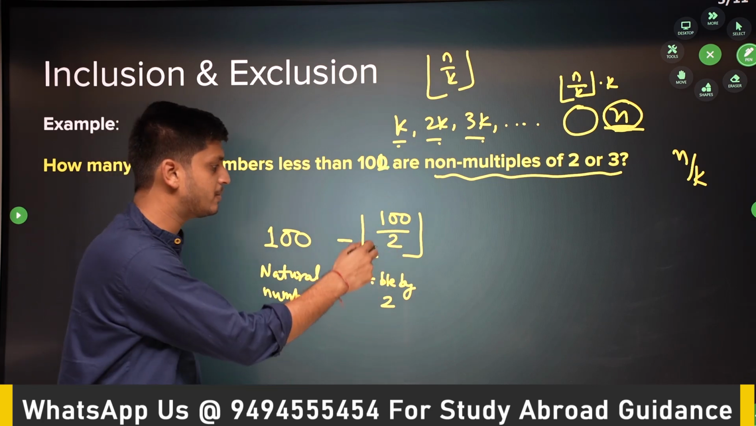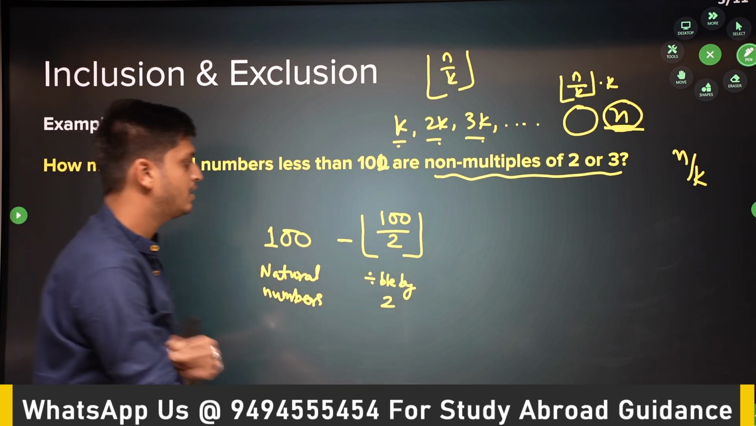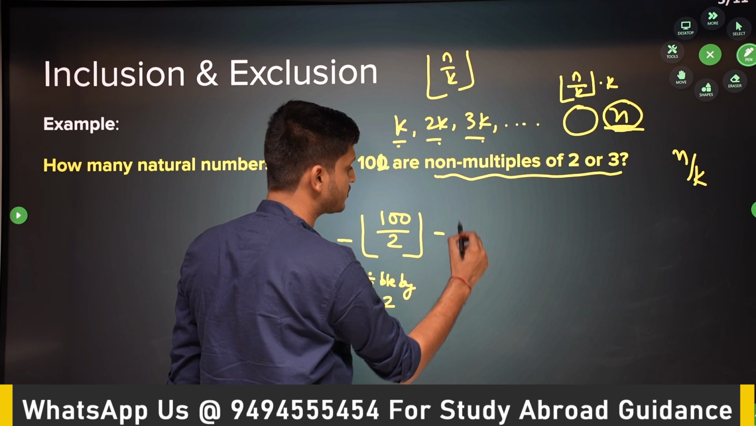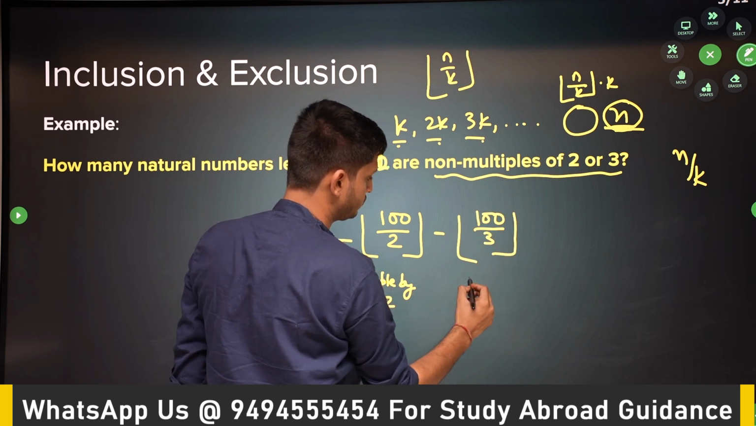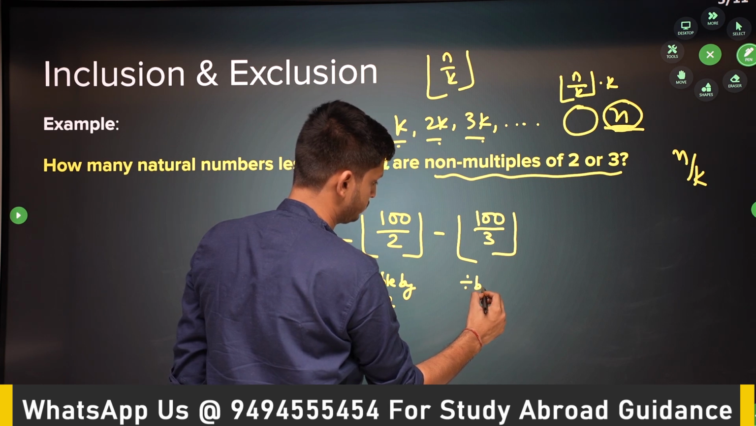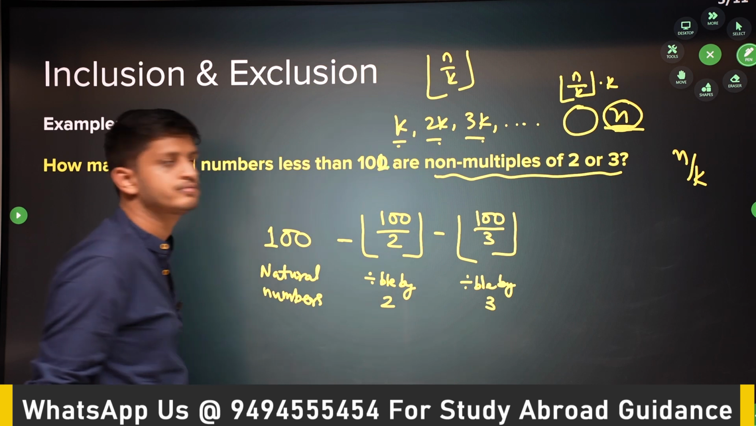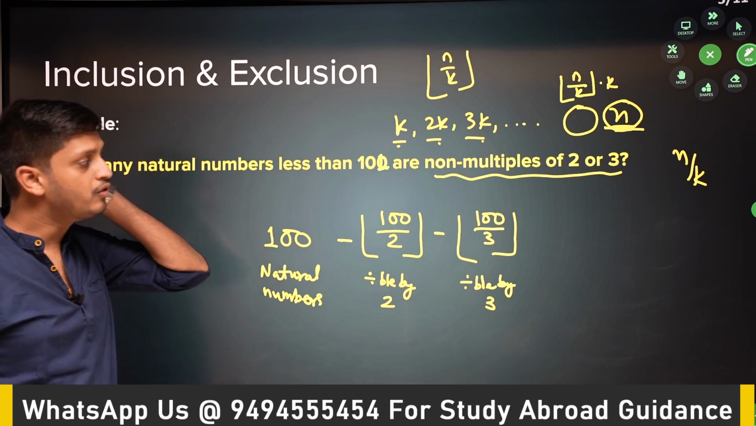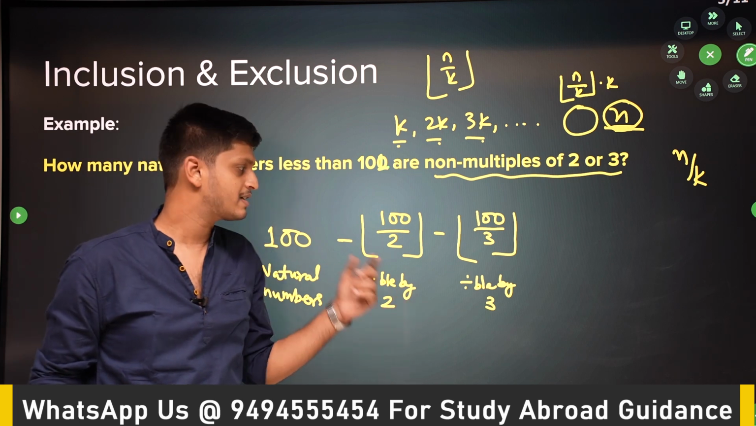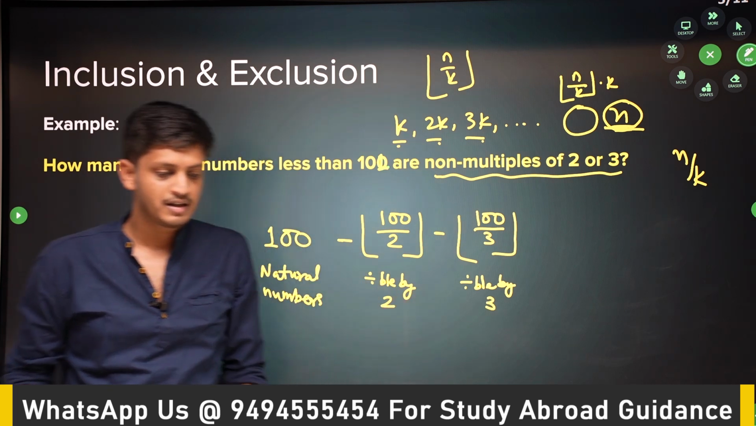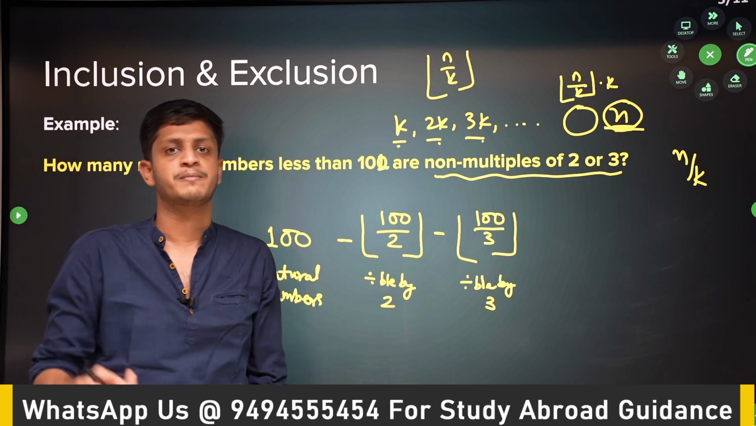So I subtracted all the numbers which are divisible by 2. There are 50 numbers which are divisible by 2. Now similarly, I will subtract all the numbers which are divisible by 3. So it will be 100 by 3 floor. Okay. Now again inclusion-exclusion. I subtracted all the numbers divisible by 2 and I subtracted all the numbers divisible by 3. But actually I subtracted the numbers divisible by both 2 and 3 two times.